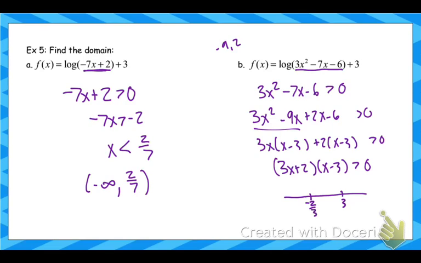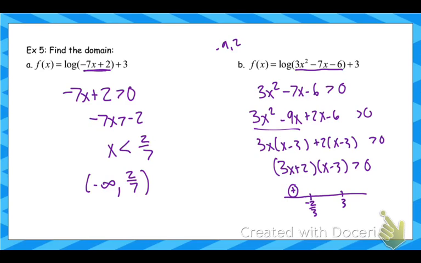Then I need to figure out when this function is positive and when this function is negative. So what I do is I pick a test point in this little region over here. Any point, like I can pick a negative 10. If I plug in negative 10 for x, that's going to give me in the first set of parentheses a negative number, the second set of parentheses a negative number, and a negative times a negative is a positive. So this region is positive.